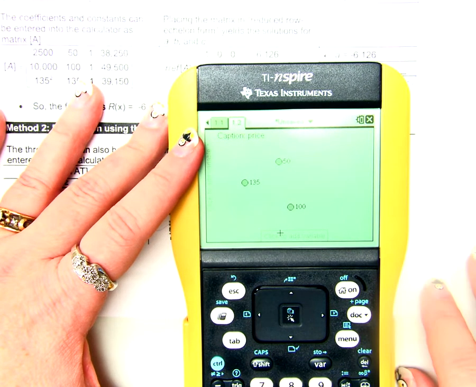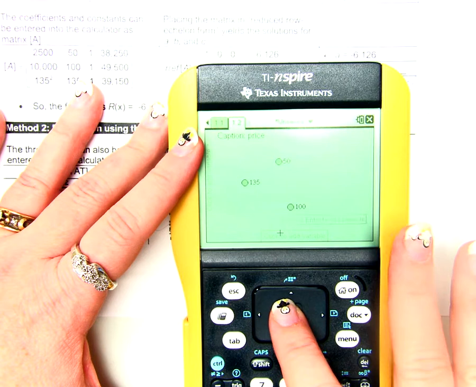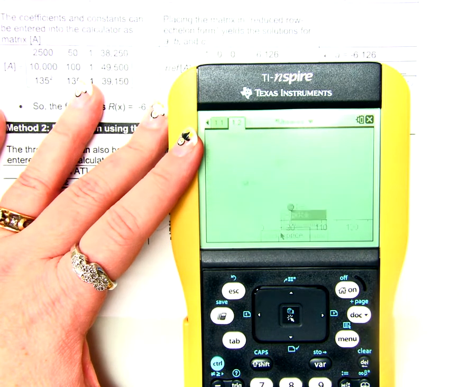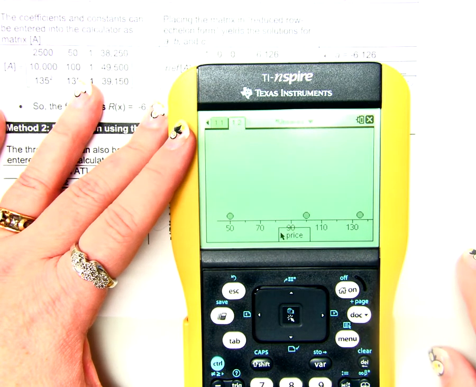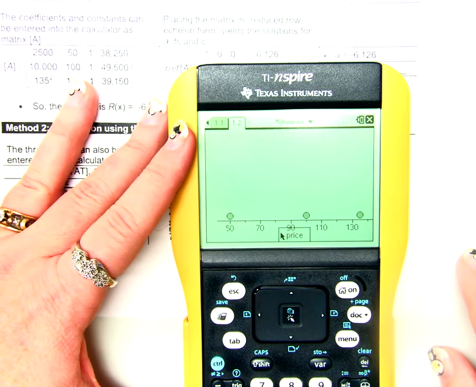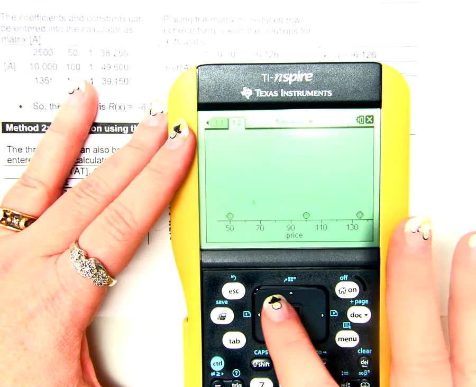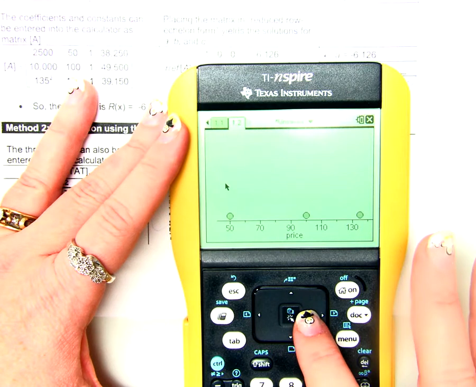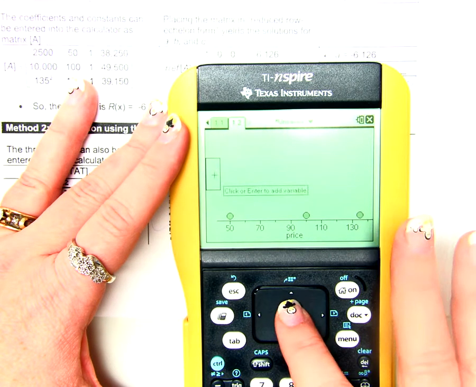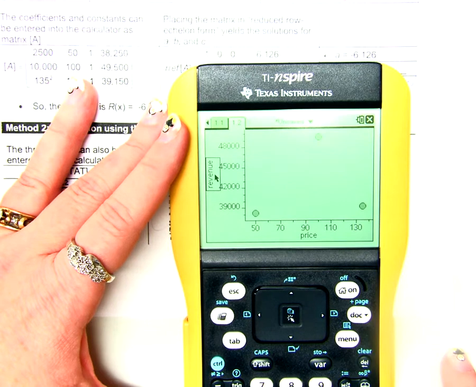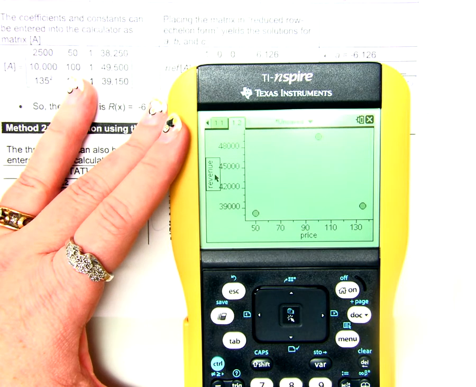What goes along my x-axis? So if I click in that box, look what comes up. Price. And I can press enter. Oh my gosh, they moved by themselves like magic. Then I'm going to move my cursor over to the side of my screen where what should be? The y-axis, and I'm going to choose revenue. Exactly. They moved all by themselves like magic.